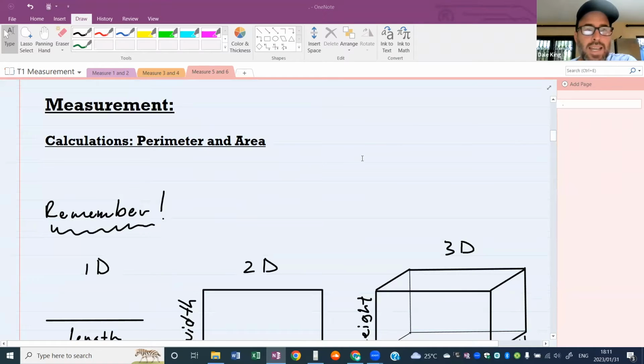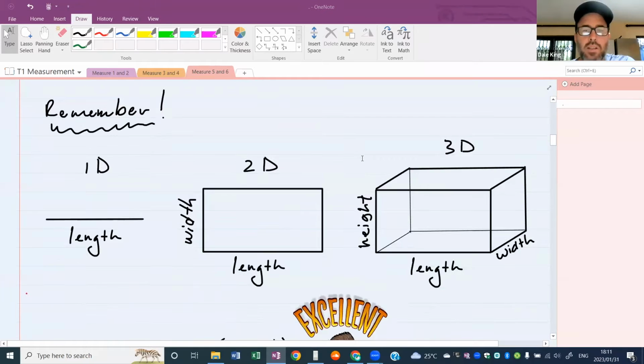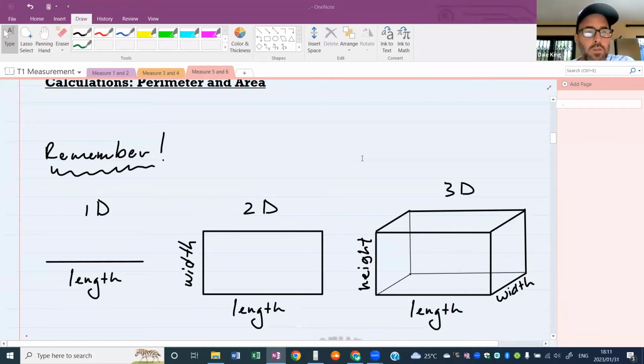3. Let's get into it. We're going to look at perimeter and area. Now, you might see some funny drawings on your screen there. I need to explain what's going on. So we have 3 diagrams here, and I've got here 1D, 2D, and 3D. All right, don't be scared about that.